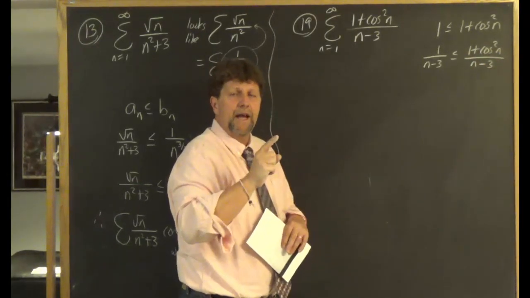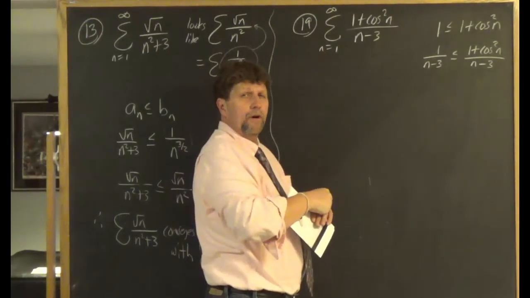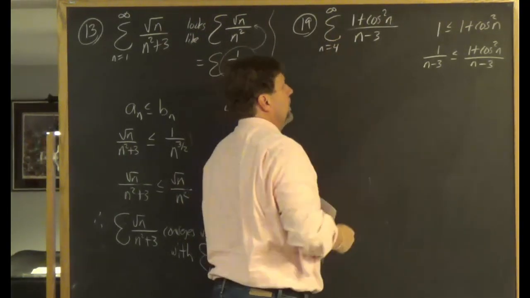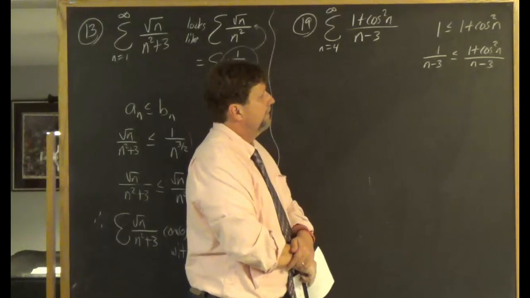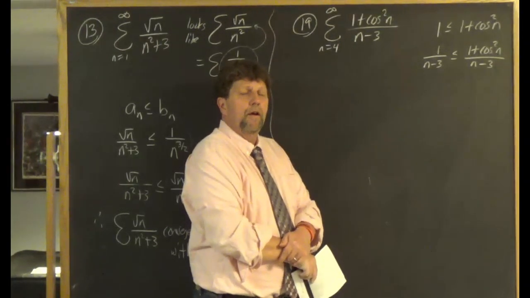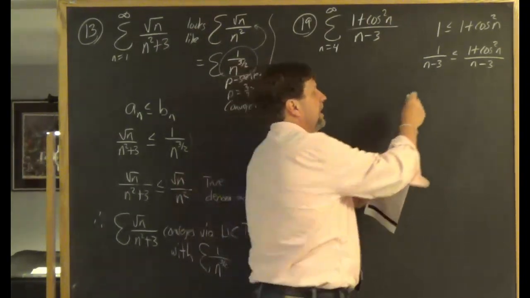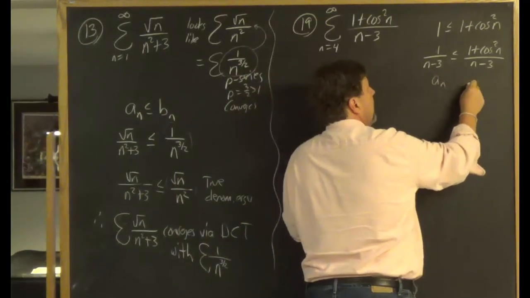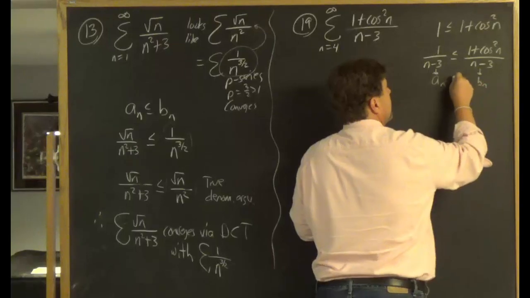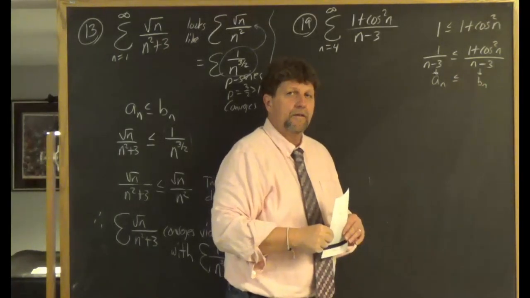I believe I wrote something down wrong. I think in number 19, didn't this n value start at 4? I think it did. I think it started at 4. I don't know why I wrote a 1 there. Okay. You know what I think I just stumbled upon? I think I just stumbled upon a sub n and b sub n for the direct comparison test.